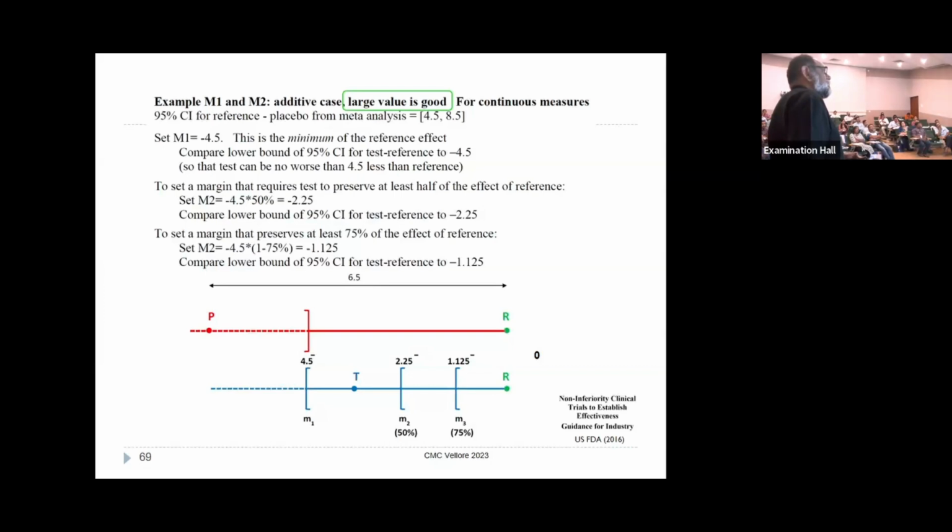So here's an example where the large value is good. We looked up the reference to placebo from a meta-analysis at this confidence interval. So minus 4.5 is the minimum of the reference effect. If we wanted to preserve at least half, you would use minus 2.25. Or if you want to preserve 75%, it's minus 1.125. And now you just calculate, this is 0 over here, the sample size required for this difference or for this difference here. And it becomes whatever it turns out to be.